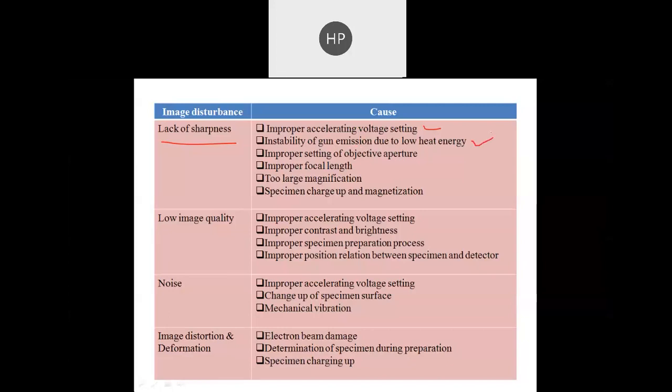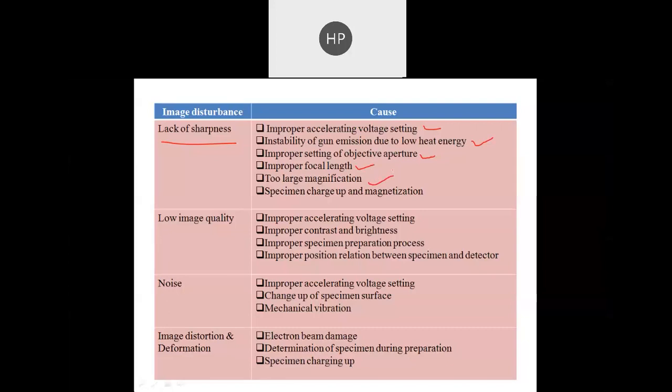Okay, so the tungsten filament is not able to generate electrons because of the low heat energy. Then improper setting of objective apertures; the aperture is not set in the exact position. Then improper focal length, the A by B ratio that we have discussed, is not perfectly set, so that the transmittivity of the electrons will be obstructed, and we are not going to get a sharp image. Then too large magnification.